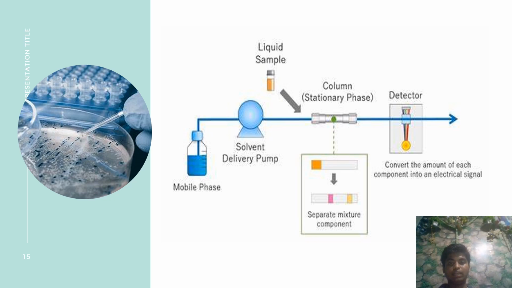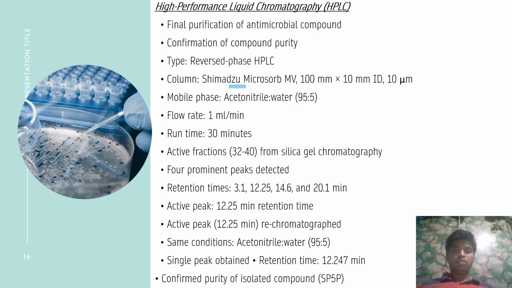So basically in HPLC, instead of marbles, you have a liquid mixture of different chemicals, and the tiled board is like a column filled with material that interacts differently with each chemical. As the mixture is pushed down through the column, different chemicals move at different speeds. Depending on how they interact with the material in the column, at the end the chemicals come out separated, and the detector identifies and measures them. So this is basically what goes on with HPLC. HPLC here is used for final purification of the antimicrobial compound and for confirming the compound purity.